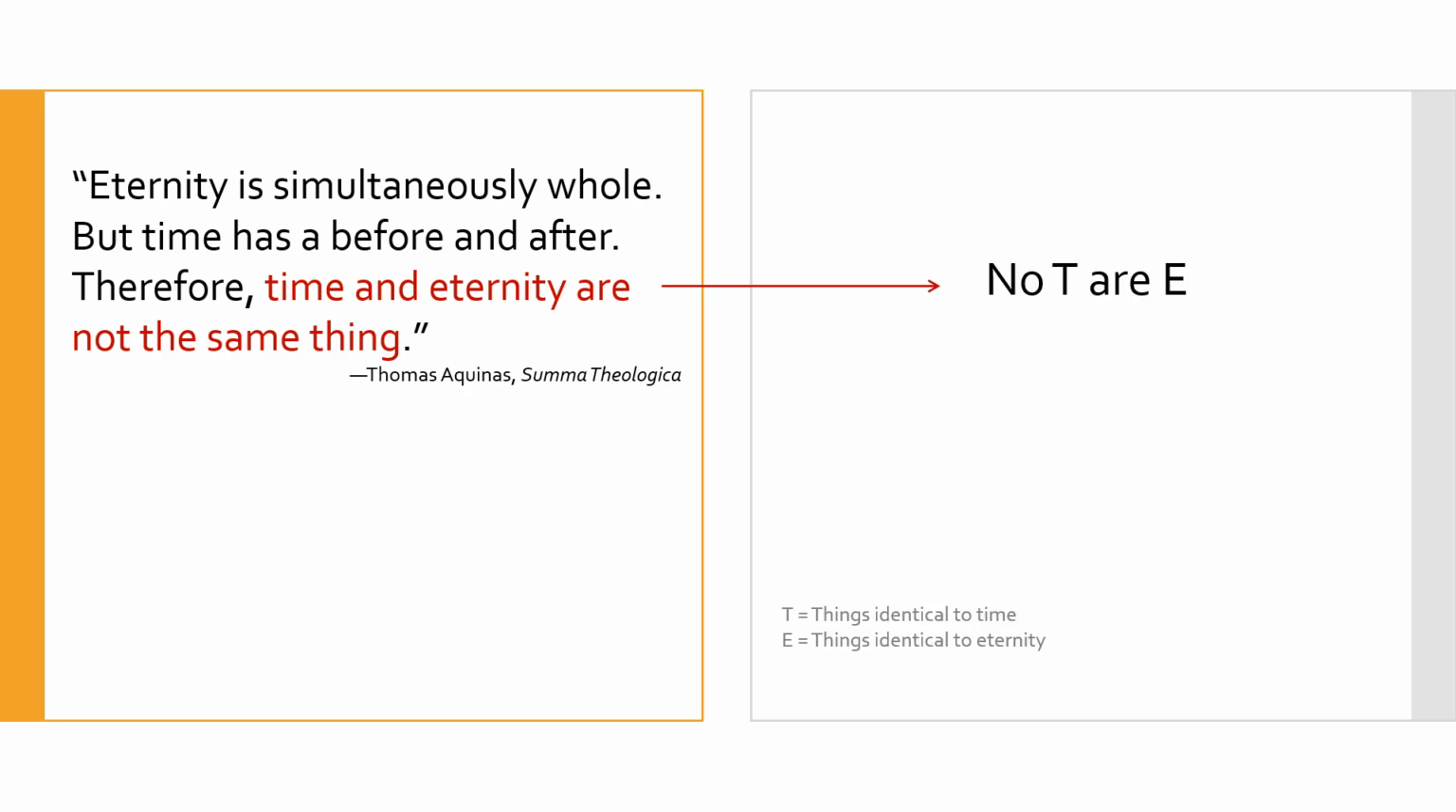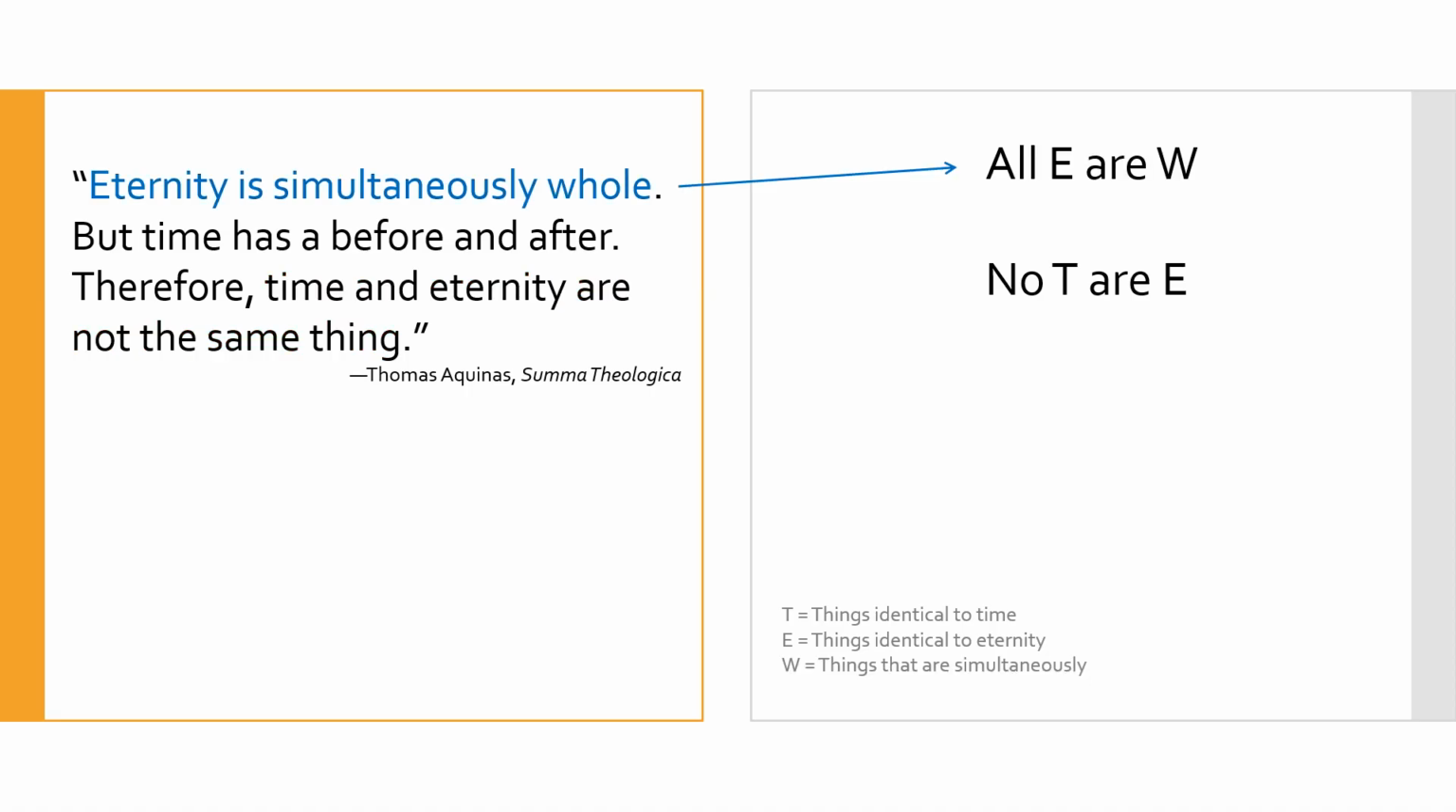Now, this is not given to you in standard form, but if you think about it, what it's saying is time and eternity are not the same thing. It's basically saying time is not eternity, or to put it into correct standard form, no things identical to time are things identical to eternity. And of the two premises that are left to us, the next one's actually the most obvious.